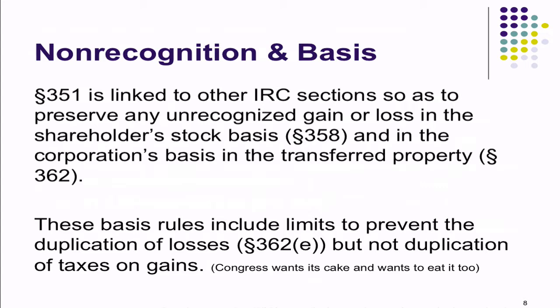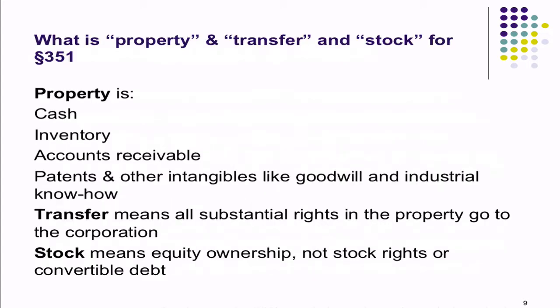On the other side of the coin, though, Congress had no problem with saying, well, you know what? The corporation's making money, so let's tax that same income twice. And that would be a good thing for us. And so Congress is basically saying, we're only going to give you one loss. It's only going to be recognized in the corporation, but we're going to tax your income twice. That's what I have noted here: Congress wanting its cake and wanting to eat it too. So that's non-recognition and basis.